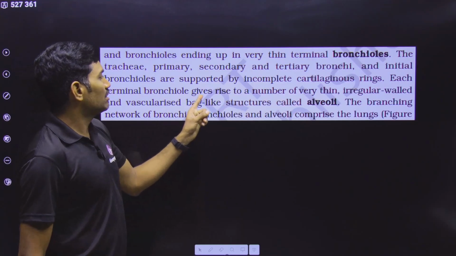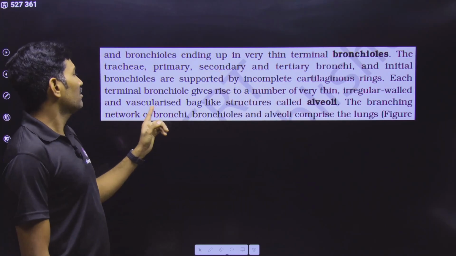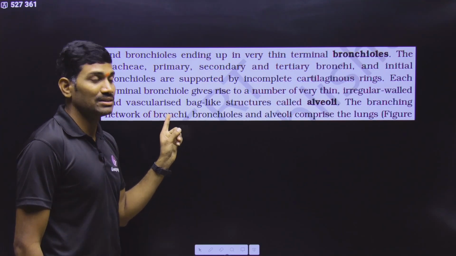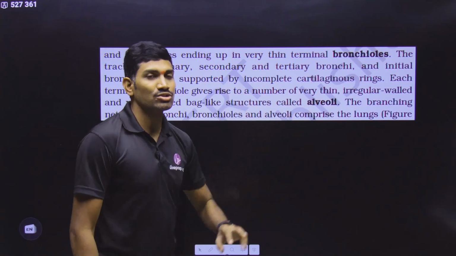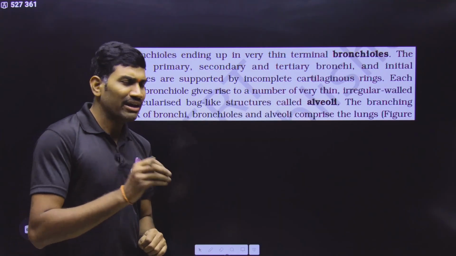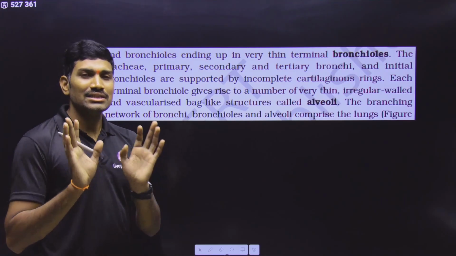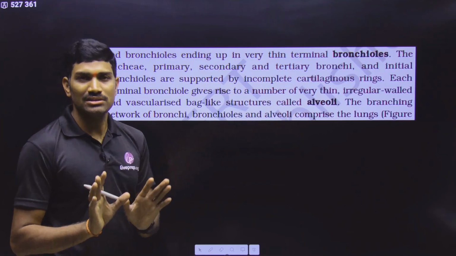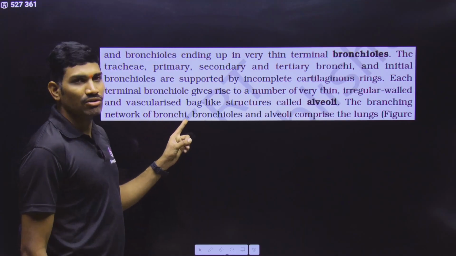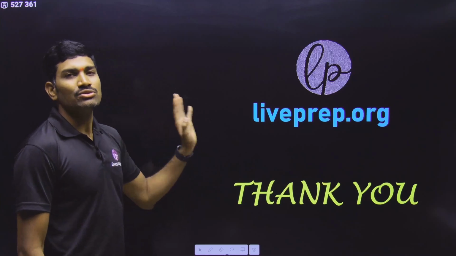Next one. Each terminal bronchiole gives rise to a number of thin, irregular-walled, vascularized bag-like structures called alveoli. Here they use the word vascularized, meaning blood supply is present. Finally, they end with the alveoli. Why am I telling you about these things? Because at least you will know the names. Just for the names' purpose, I am telling all these things. In the next lecture, I will give proper explanation. The branching network of bronchi, bronchioles and alveoli comprises the lungs.